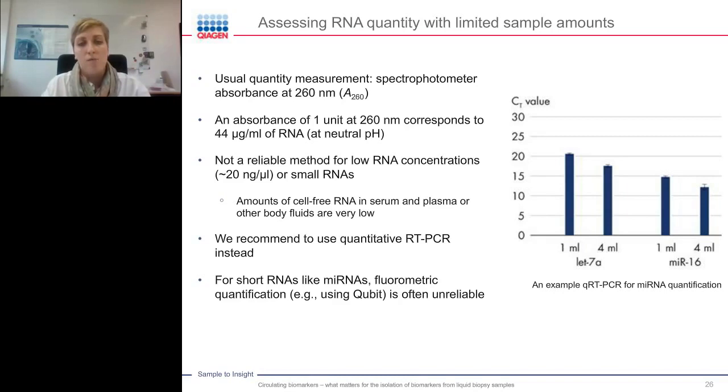Instead, we usually recommend quantitative RT-PCR. Other methods that are also commonly used, like the Qubit method, for example, were also not reliable in our hands, especially for small RNAs like microRNAs. So usually for liquid biopsy samples, we recommend qRT-PCR as the method of choice to assess the RNA quantity.